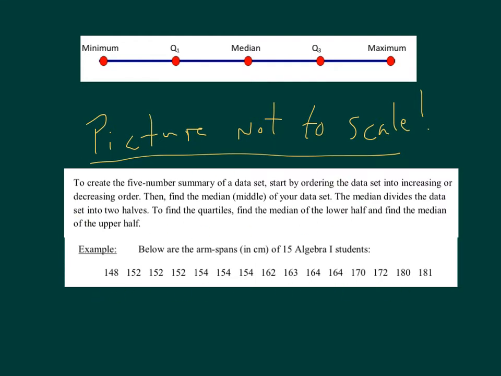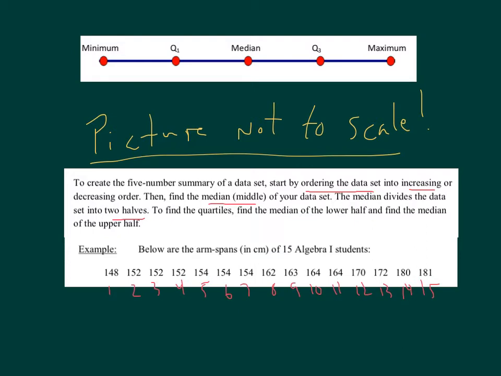To create the 5-number summary of the data set, first you have to order the data set into increasing or decreasing order. It really doesn't matter. I prefer increasing order, so smallest number on the left. And then we're going to work on finding the median, or the middle of your data set. Remember that the median divides the data set into 2 halves. So let's start there.